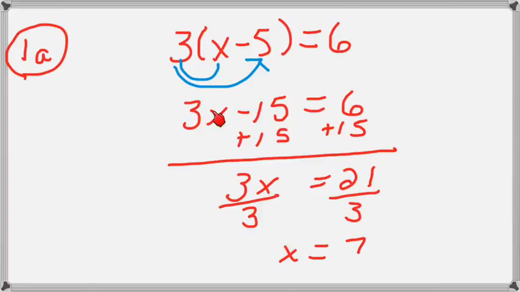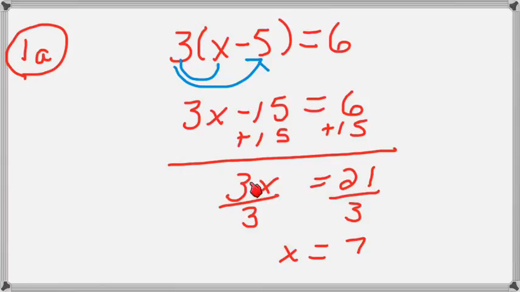Now I'm trying to get this x by itself, and it has two things with it. It has the negative 15, and it has being multiplied by 3. Always get rid of addition and subtraction first, and use the opposite operation. So the opposite of minus 15 is to add 15. So I'm adding 15 here, notice how I line it up, and I'm adding 15 over here on the other side of the equation. This cancels out because negative 15 and positive 15 is 0, so all I had left was 3x, and 6 plus 15 is equal to 21.